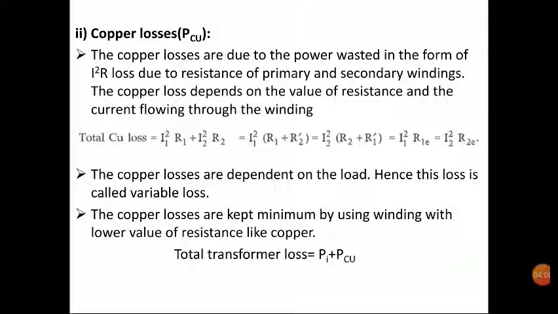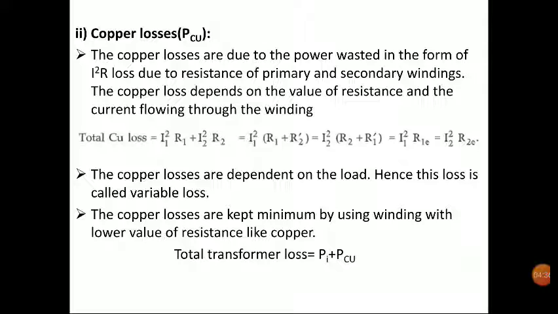This in turn we can write as I1 square into R1 plus R2 dash, which will be equal to I2 square into R2 plus R1 dash. Here R2 dash and R1 dash are the equivalent resistances referred from primary and secondary, and that can be written as I1 square R1E, which will be equal to I2 square R2E, where R1E is the equivalent resistance referred from the primary, and R2E is the equivalent resistance referred from the secondary winding.